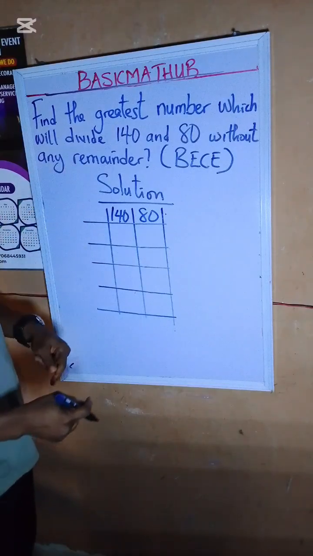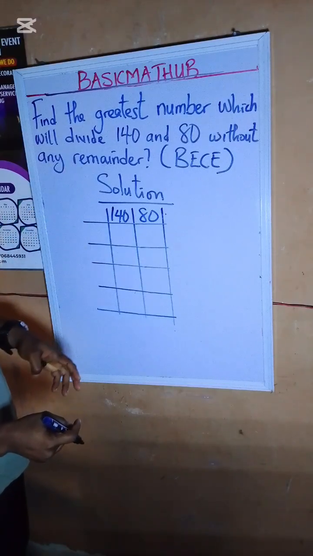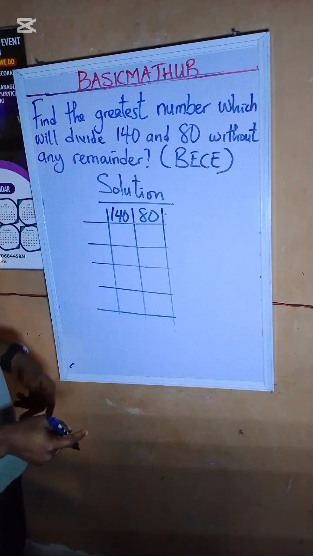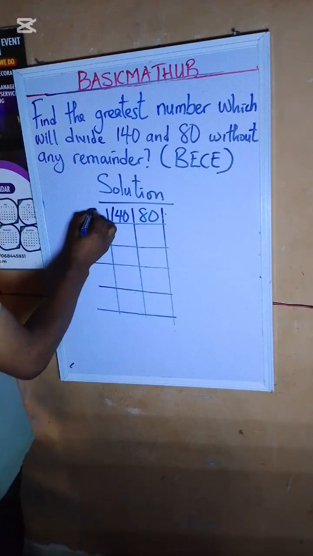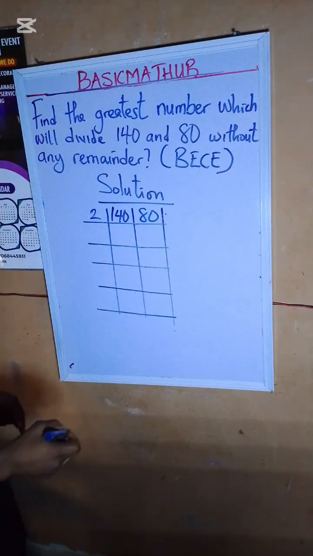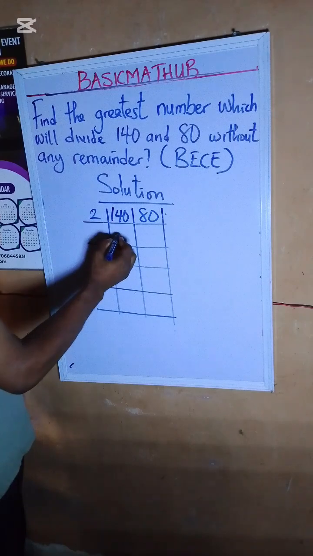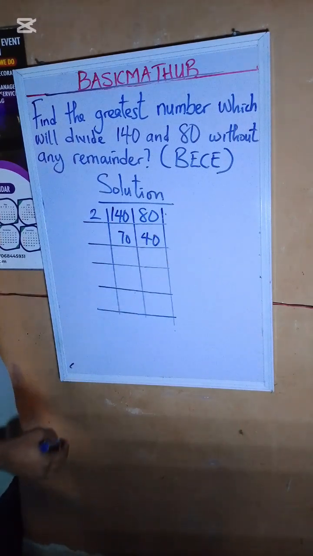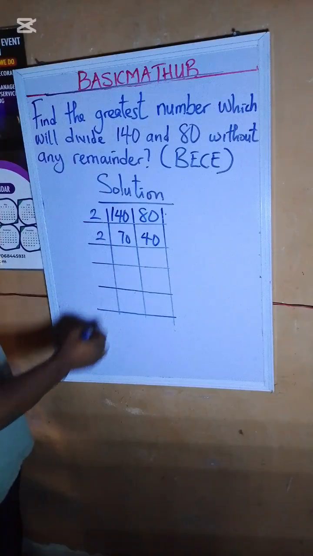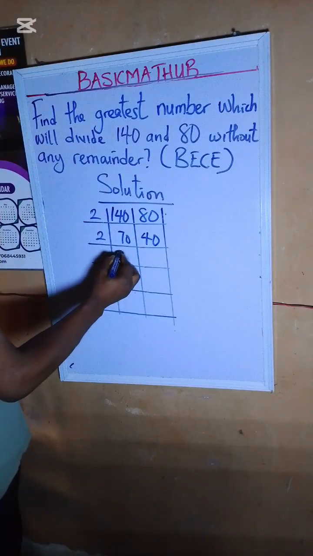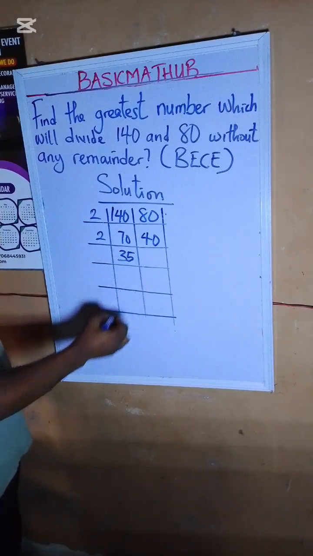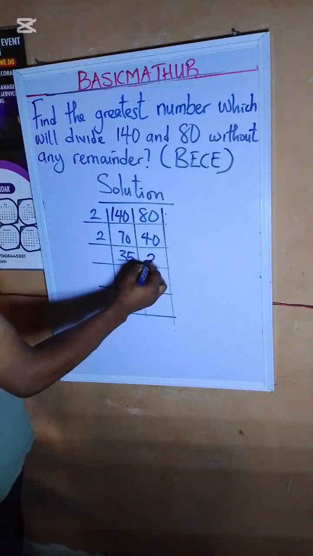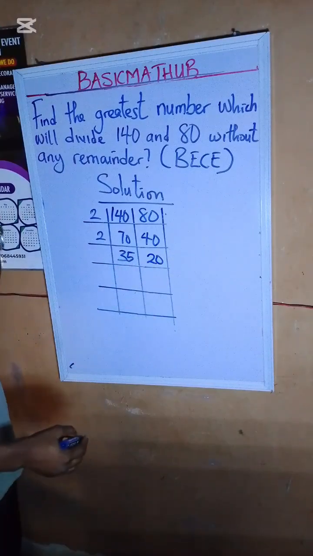So we start with the prime factors. The first one we can see in this place is 2, because any number that ends with 0, 2 will divide it. So that's 70, and this is 40. So 2 will still go. 2 in 70, that's 35, and in 40, that is 20.